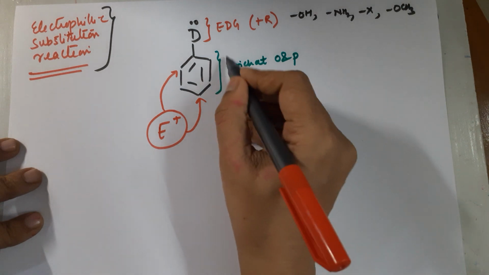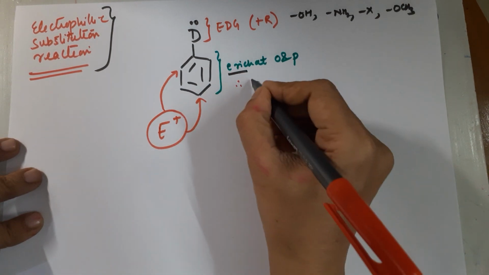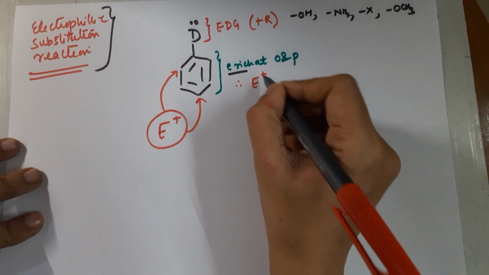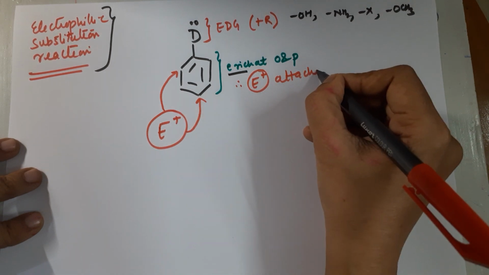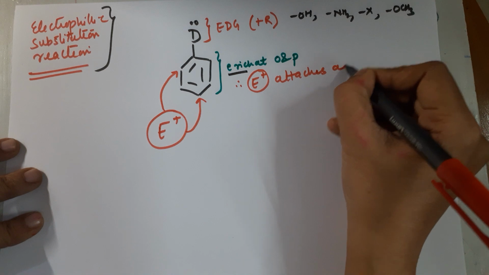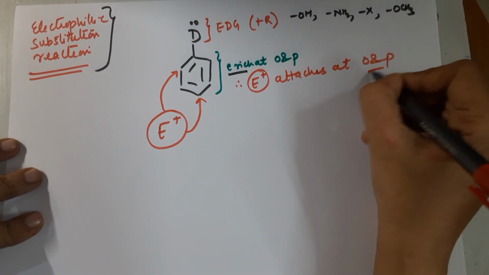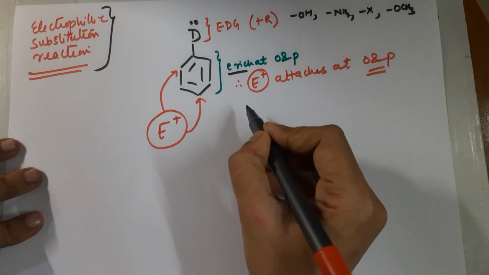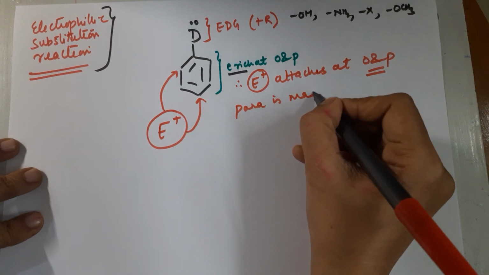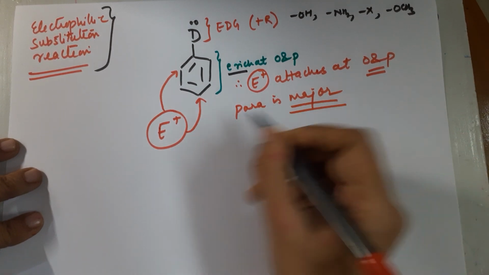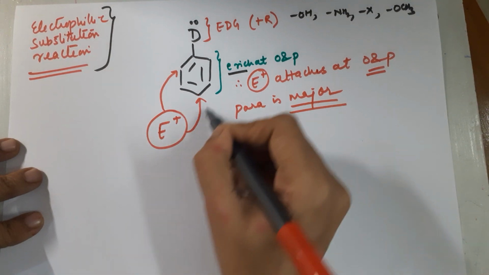So since it is electron rich and ortho para, therefore electrophile, that is an electron loving identity, attaches at ortho and para. Out of these two positions, always your para is majorly attacked. The reason is there is nothing to hinder the approach.